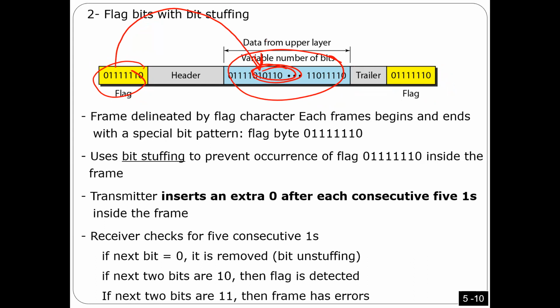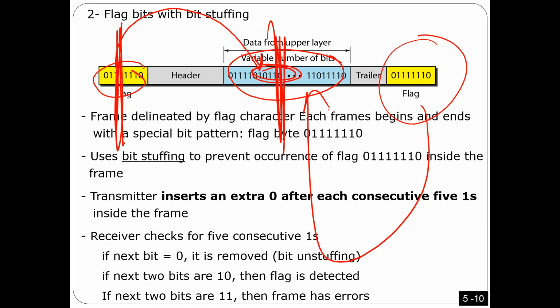The problem is that by mistake you are going to think the frame started from here and it's going to end here. You got what I'm saying? And for sure, this will create a problem. So in order for this idea to work, I have to make sure this flag must not happen here. It shouldn't happen here, because it's a special character, okay? This special character should not happen anywhere. It has to be only at the beginning and the end.